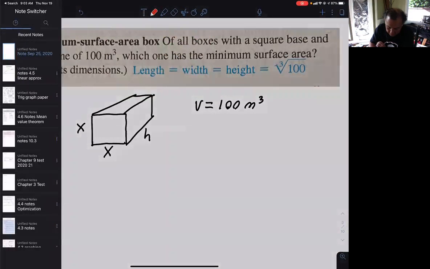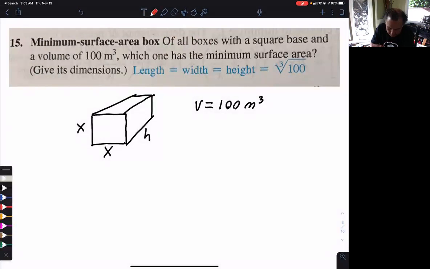Oh, my little thing has disappeared. Oh, there it is. They want the minimum surface area. That's the key word. You're trying to minimize the surface area. So what is the surface area, which I'll call A? It's the area of all the sides. We can do that. What's the area of this side?